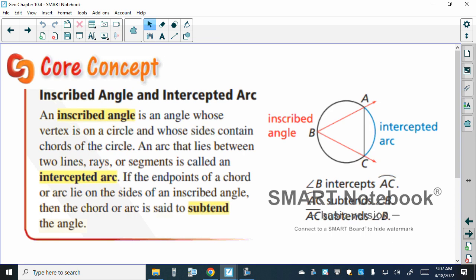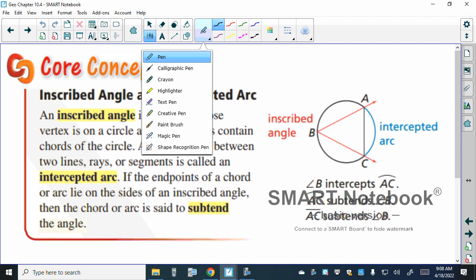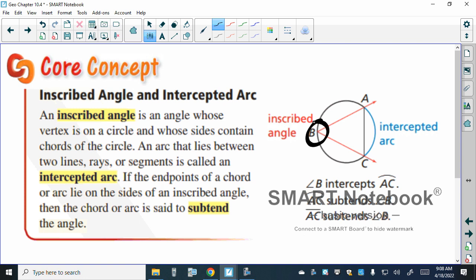Now, what we're talking about today, and the first thing we're going to talk about, is an inscribed angle. An inscribed angle is an angle whose vertex is on the circle, like this here, and whose side contains a chord of the circle. An arc that lies between two lines, rays, or segments is called an intercepted arc. So this here is the intercepted arc of it.